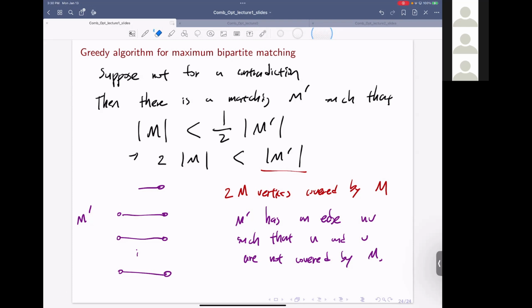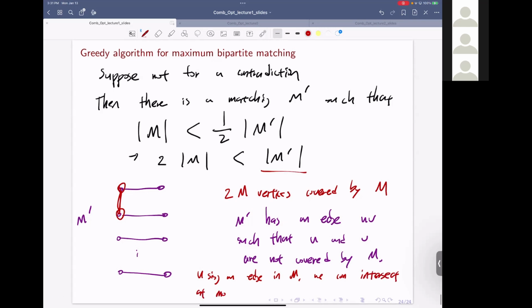If I take one vertex, let's say, and another vertex from the second edge, and I connect these two things. So what I mean is, using an edge in M, we can intersect at most two edges of M prime, because I have two vertices in one edge in the matching.